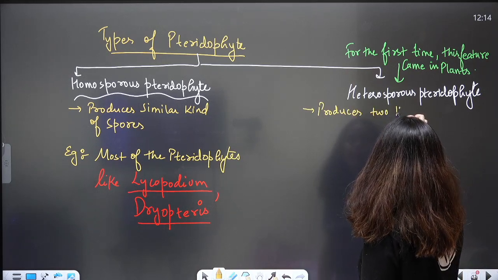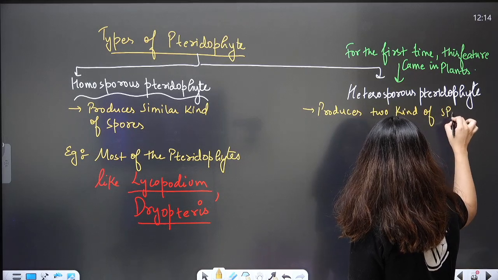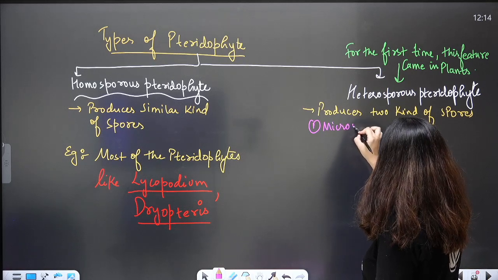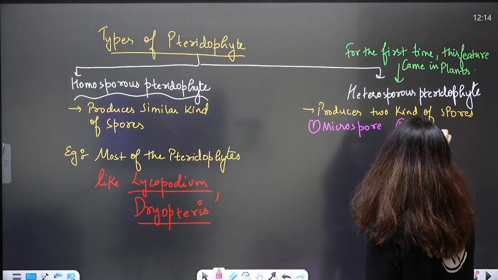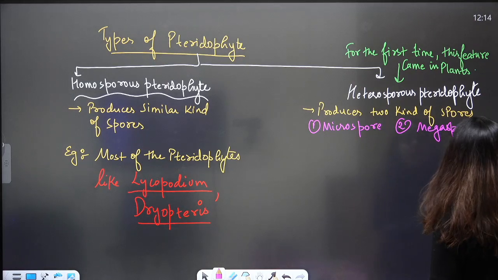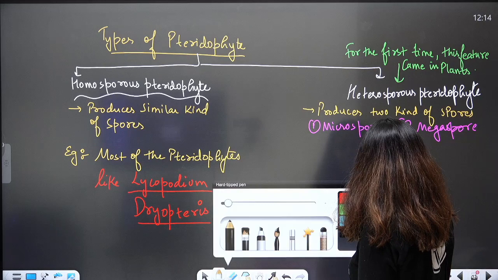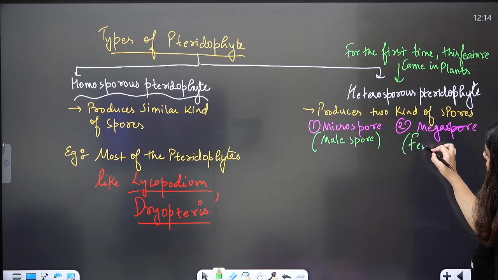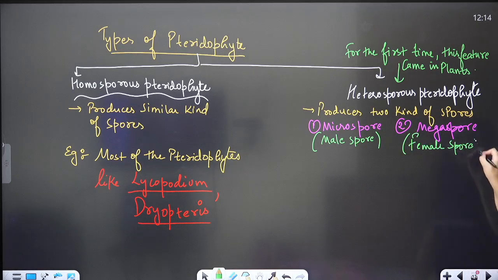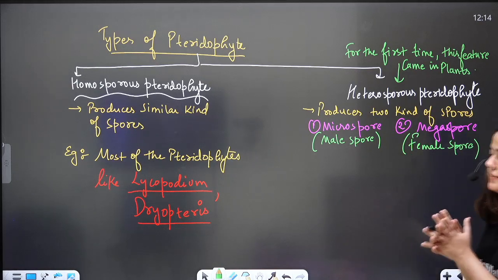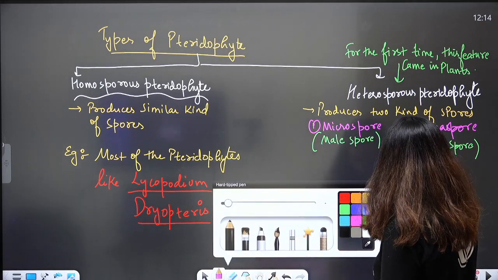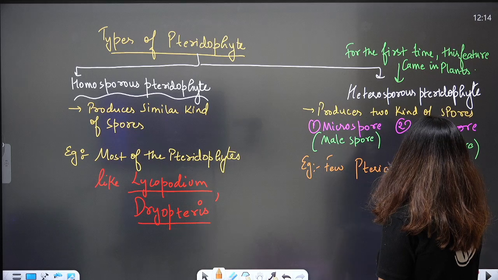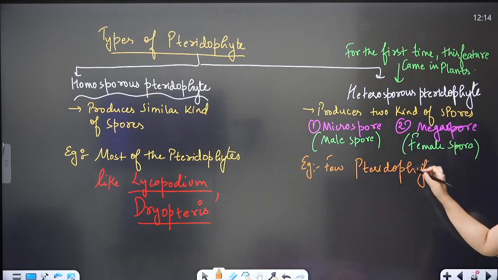Whereas a heterosporous pteridophyte produces two kinds of spores, microspore and megaspore. Microspore is a male spore, and megaspore is a female spore. So in heterosporous pteridophytes, for the first time, male and female spores are formed separately. Few pteridophytes have the heterosporous condition.